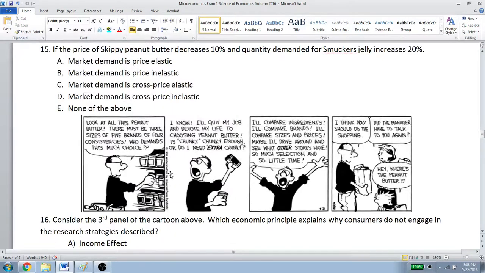All right, we have a nice little cartoon here. We're looking at this third panel right here. I'll compare ingredients, I'll compare brands, I'll compare sizes and prices. Maybe I'll drive around and see what other stores have.